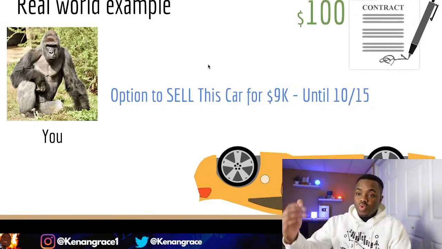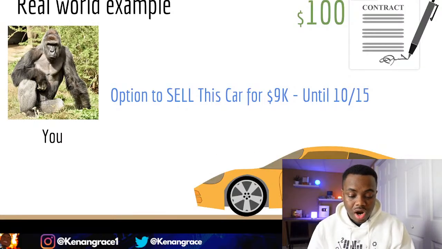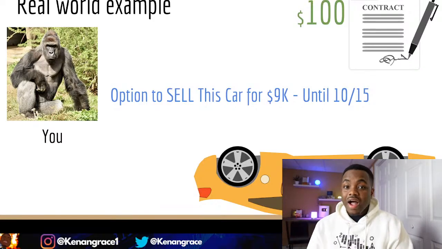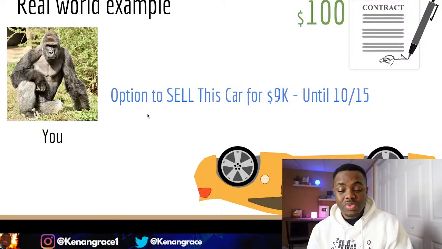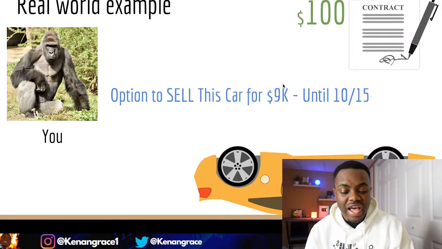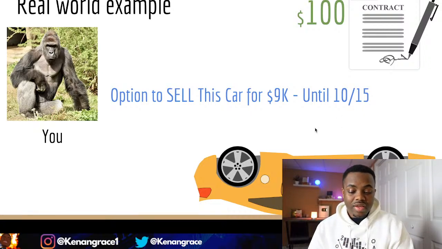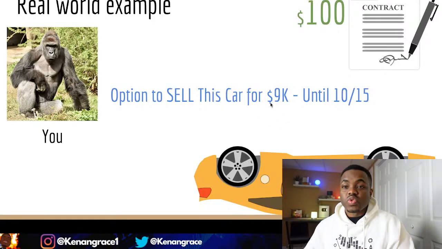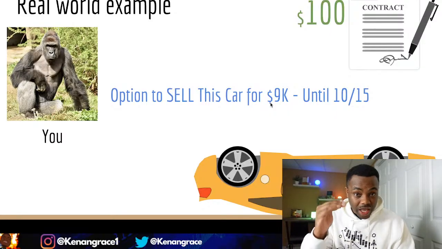Let's say that the car drops in value. The car just straight up drops in value. Something happens to the car. And remember, this car used to be worth $10,000. Now it's upside down, and it's worth $8,000. Family, remember that contract that you had that you paid $100 for, that said you have the option to sell this car for $9,000 until October 15th? Guess what? The car's worth $8,000 now, but you have the right to sell it for $9,000. So someone has to buy it from you for $9,000. Okay, so now you see how you made money there.